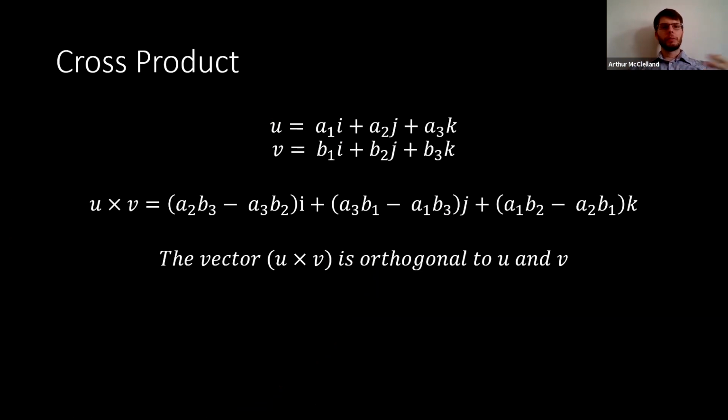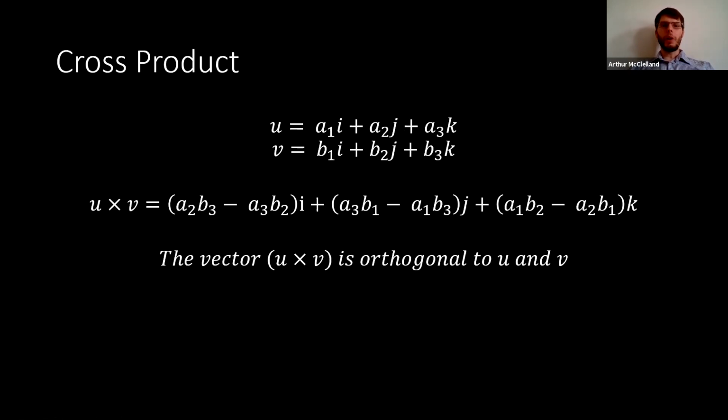Another way to multiply vectors is called the cross product. So with the cross product, your answer is a vector. And if we have two vectors, and now we're going to write them mathematically in a bit of an abstract form, we have vector u is a1 i plus a2 j plus a3 k, and vector v is b1 i plus b2 j plus b3 k. u cross v is going to be described by this longer equation.